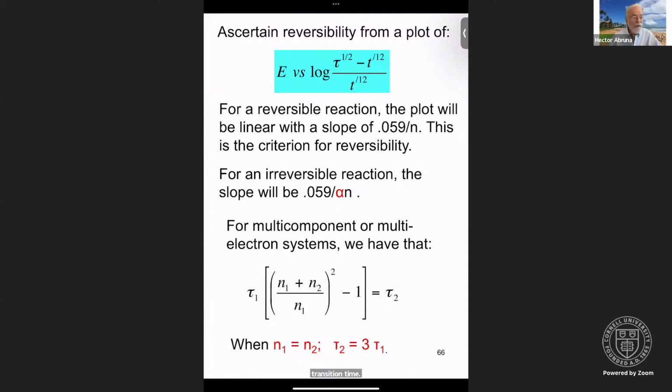To look at reversibility of a system, much like we did in voltammetry. Remember, in voltammetry, we plot E versus the log of I limiting minus I over I. Now we have E versus log of tau to the 1/2 minus t to the 1/2, over t to the 1/2. Again, these are 1/2s, sorry.